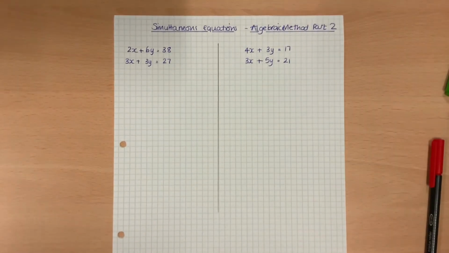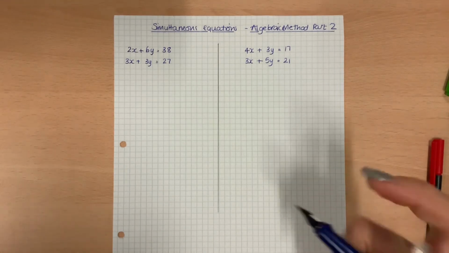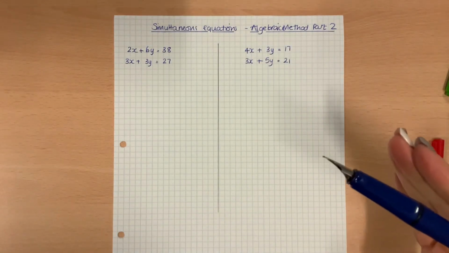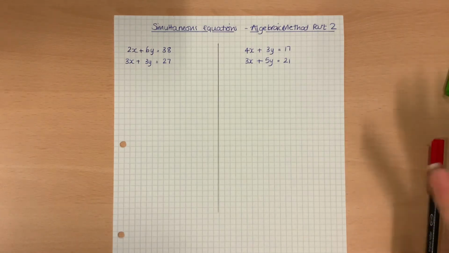Hi everyone, and this video today is on simultaneous equations using the algebraic method, part 2. The first video that I did on the algebraic method was when we already had two variables or two letters that were the same. As you can see from these two examples, the variables are not the same. So what we have to do is multiply our equations so that there is a common number, so something is the same.